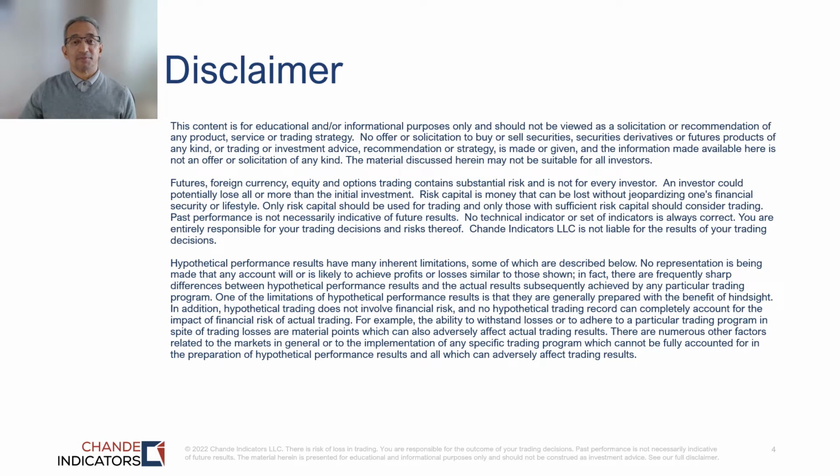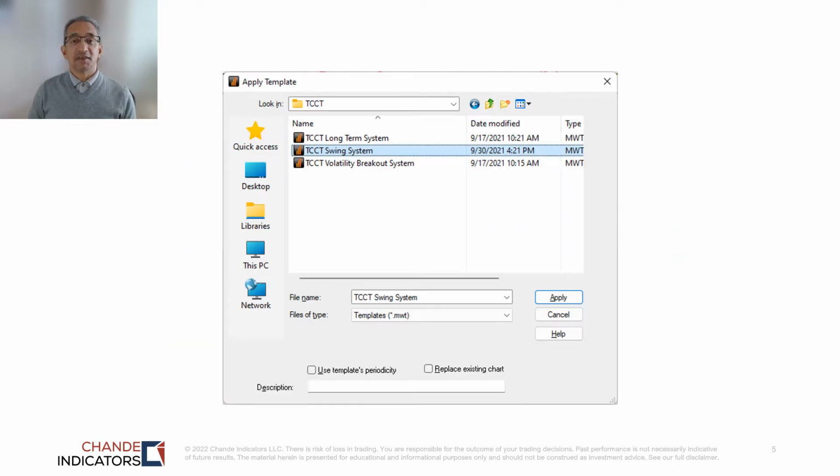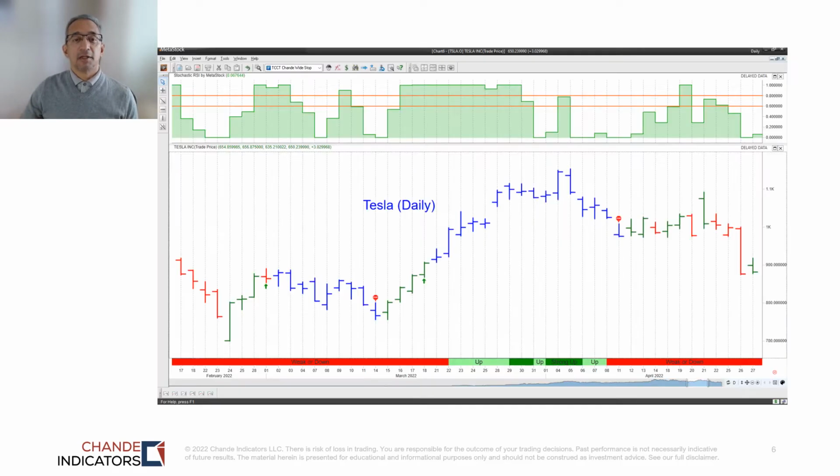So let's continue. This is the swing system template in the TCCT, which is Tushar Chande's complete toolbox for Metastock. And let's apply this template to Tesla so we can understand how the swing system is constructed. So this is the daily chart for Tesla, and we've applied the template for the swing system. The upper panel has the short-term stochastic RSI. Its scale is 0 to 1, and the orange line is at 0.8.